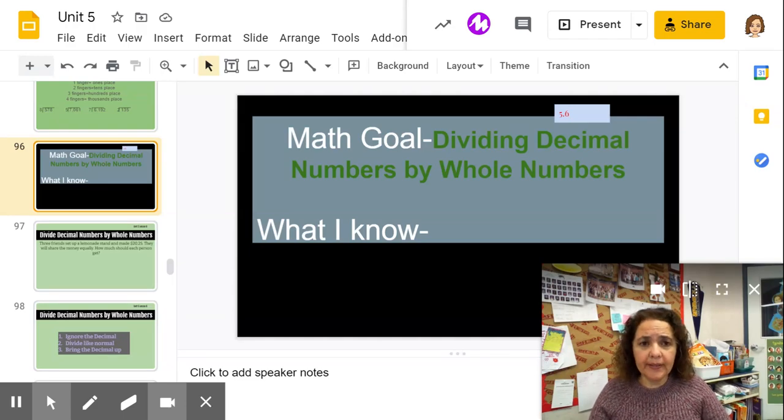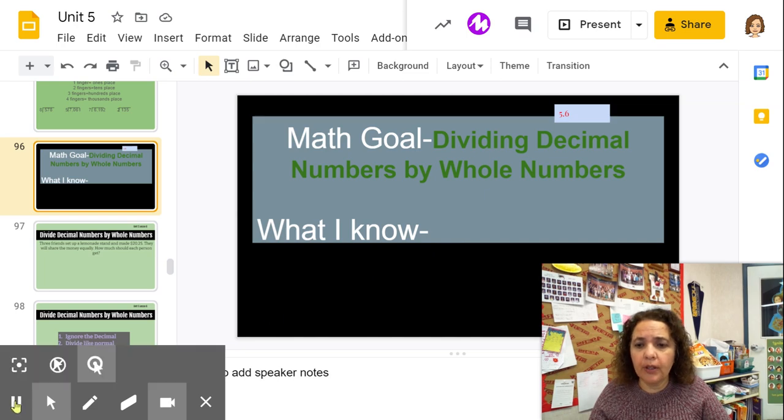All right, so in this lesson, 5.6, our math goal is dividing decimal numbers by whole numbers. So write down anything you know about that in your math notebook, and then come back to me.